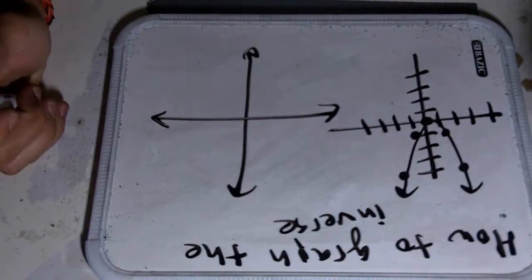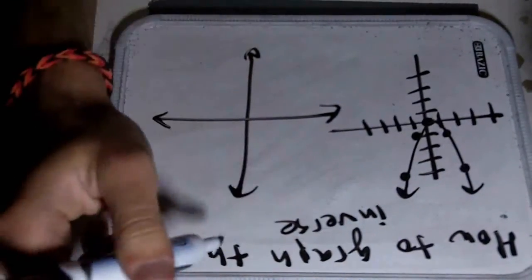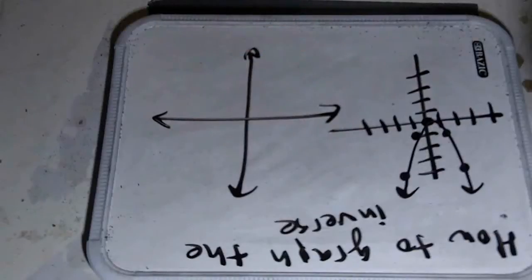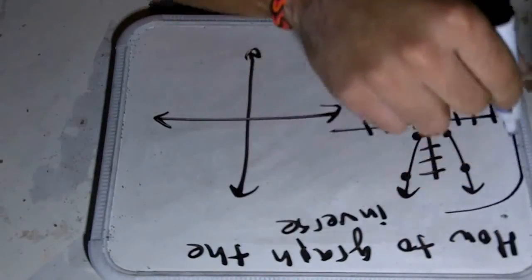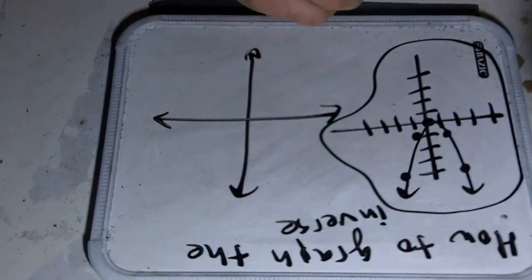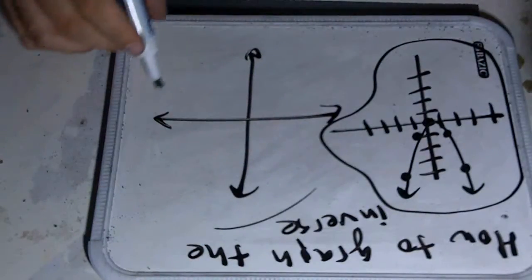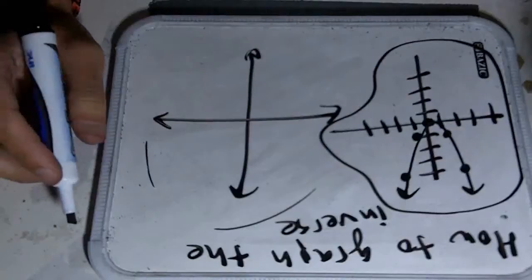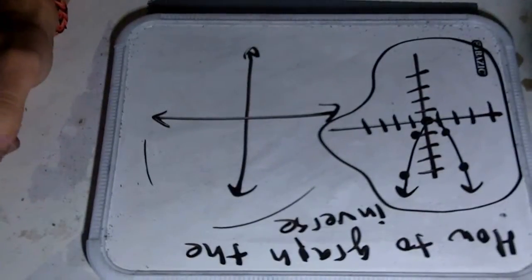Hey everyone, this video is about how to graph the inverse of a function. So we have this function that was graphed right here, and I'm going to graph the inverse of it on this coordinate plane over here on the right. So this is how you do it.